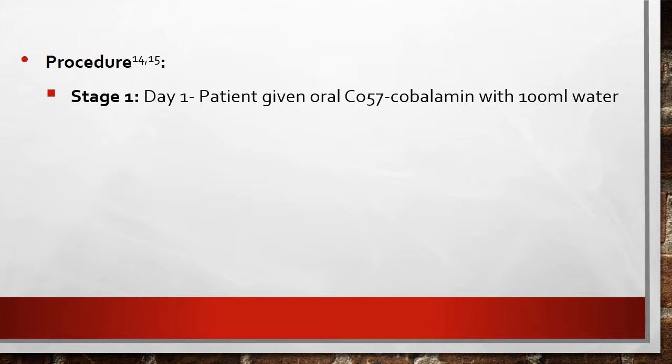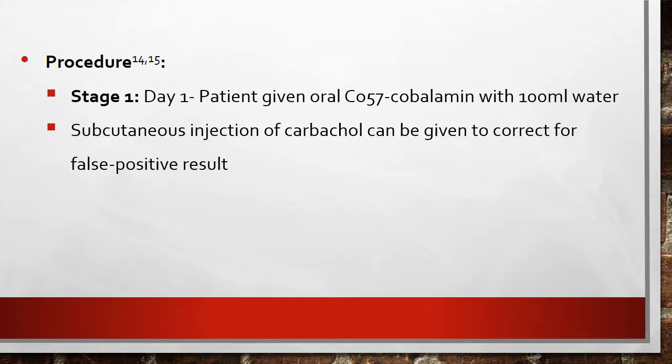The patient is given the 0.5 microcuries cobalt-57 cobalamin capsule to drink with 100 milliliters of water. A subcutaneous injection of carbachol of 0.25 milligrams can be given to the patient to correct for the fact that the patient doesn't have pernicious anemia but may show a false positive defective absorption. The carbachol would not have an effect on the absorption of cobalamin.